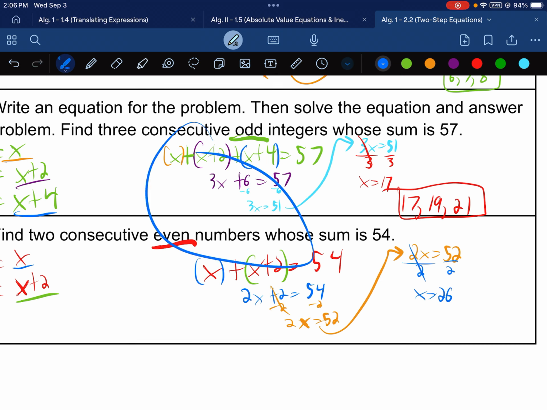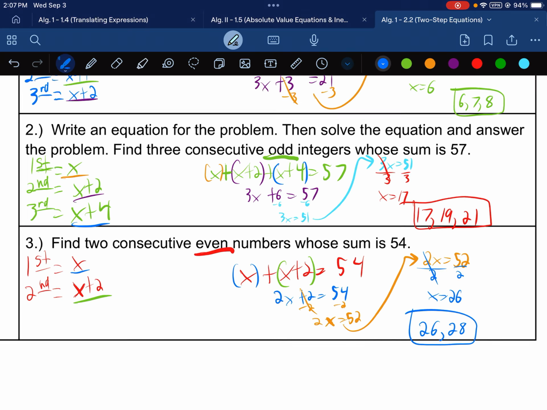Now notice that if you do the setup the same way on these, x and x plus 2, it all depends on what number was over here, whether it was even or odd, which were given in the problem. So even though it says odd or even, you set them up the same way, and the answers will work out naturally by themselves to be what you want them to be or what it's asking them to be. So our first number is 26, and the next consecutive even would be 28.